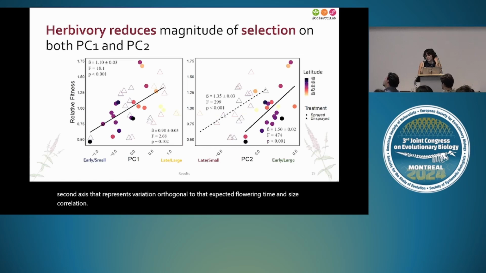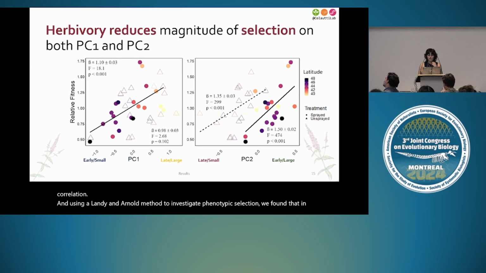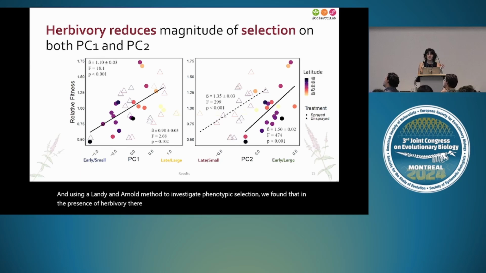And using a Lande-Arnold method to investigate phenotypic selection, we found that in the presence of herbivory, there was no significant selection acting on PC1 and reduced selection acting on PC2. And in the absence of herbivory, there was directional selection for PC1 such that genotypes maturing at a higher vegetative size and later flowering time were favored.